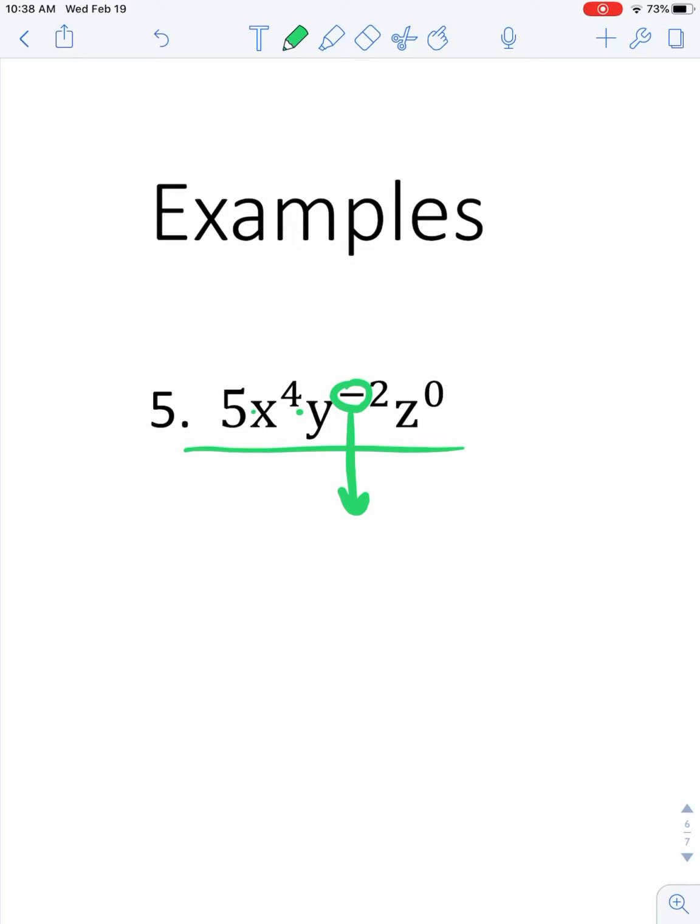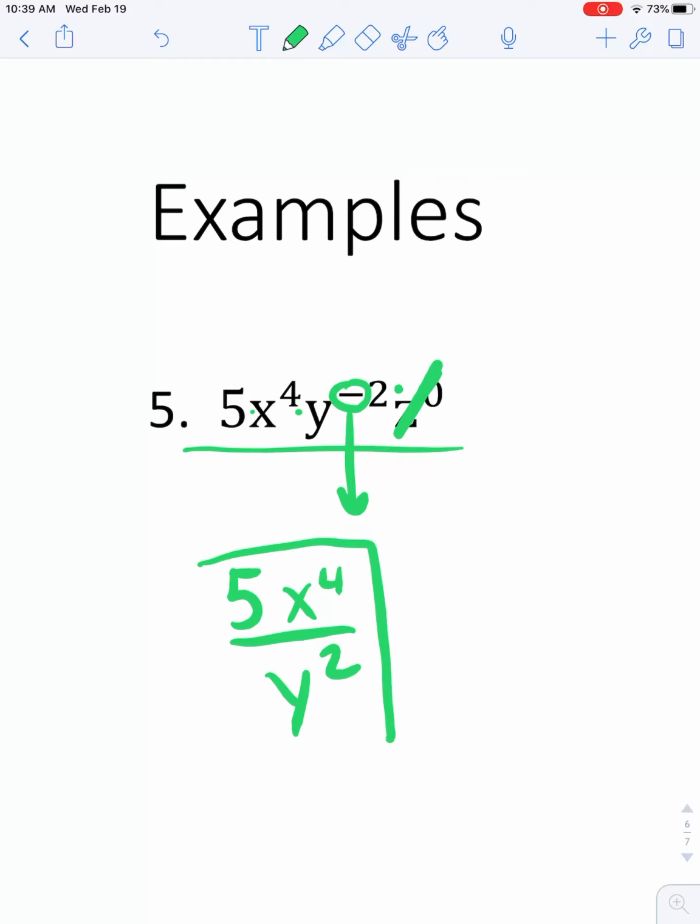The z to the 0, well remember, anything to the 0 power equals 1, so really we don't have a z to the 0 there, we have a 1. But multiplying by 1 doesn't really do anything, so that's going to go away. So we're still going to have a 5 up top, we're still going to have an x to the 4th up top. We're going to have a y squared move down, and our z to the 0 goes away because it's really just 1, and 1 doesn't do anything. And this is going to be our final answer.